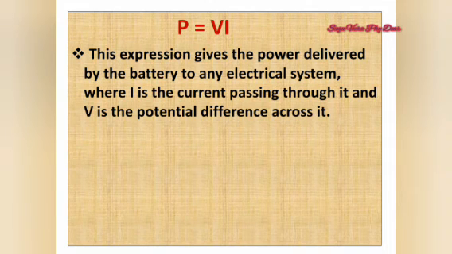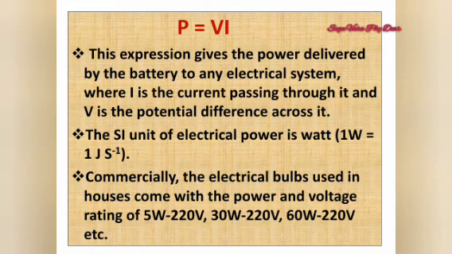Power equals V into I. This expression gives the power delivered by the battery to any electrical system, where I is the current passing through it and V is the potential difference across it. The SI unit of electrical power is watt. 1 watt equals 1 joule per second.